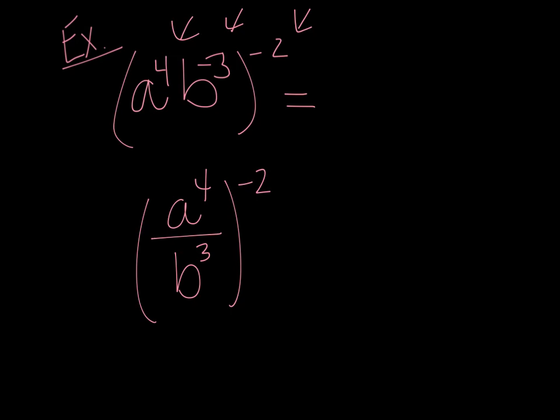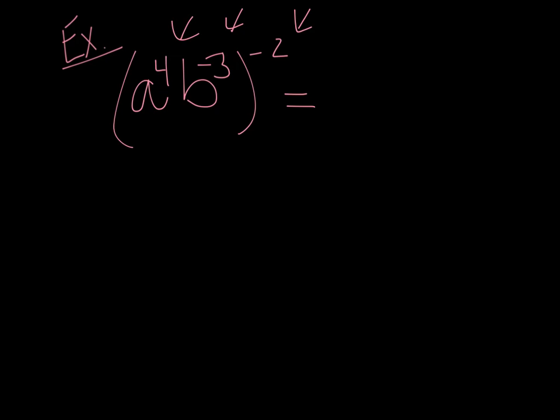I'm just going to use the rule we learned for raising a power to a power, and I'm going to multiply the exponents on the inside of the parentheses by the exponent on the outside of the parentheses. Okay, multiply 4 times negative 2. Yep, and that gives me negative 8. And negative 3 times negative 2, which gives me positive 6.